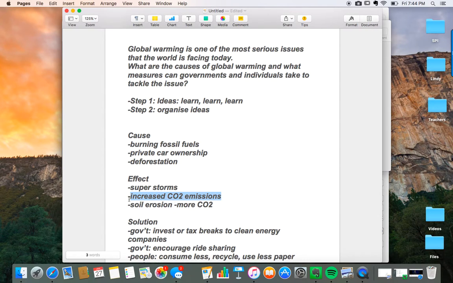Again, if you don't know what CO2 or carbon dioxide is, it's not a language problem, it's an idea problem. You need to learn more. And another effect, soil erosion, which leads to CO2.